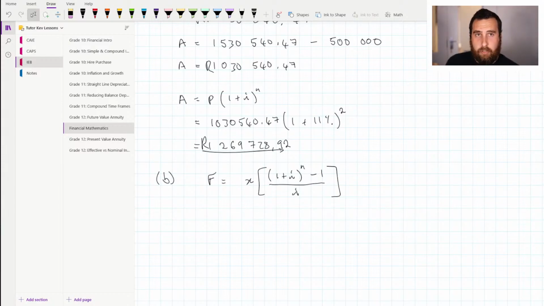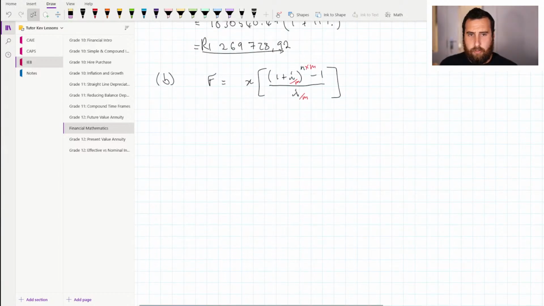Now here again, because we're working with monthly things, not yearly time frames, we need to make sure that we are dividing the interest rate by the number of months, and then we're multiplying n by the number of months in a year as well. So we'll have the interest rate spread over the year in terms of months, and 12 times more periods of interest. Okay, good thing we got that sorted. Cool, so let's dive into actually calculating.